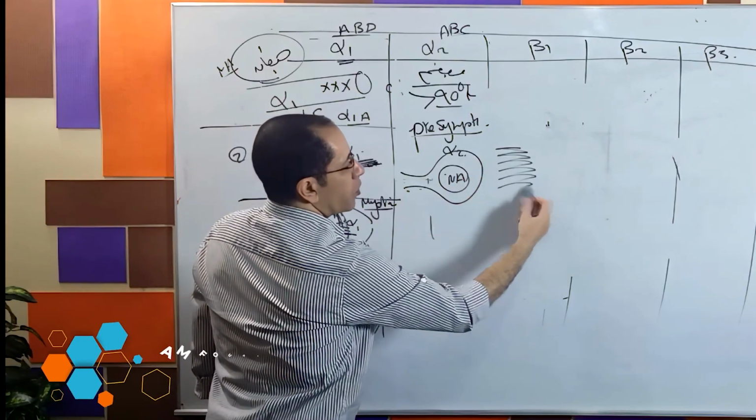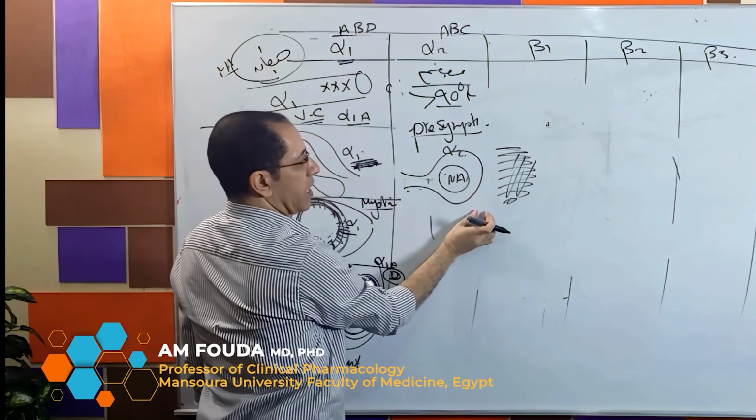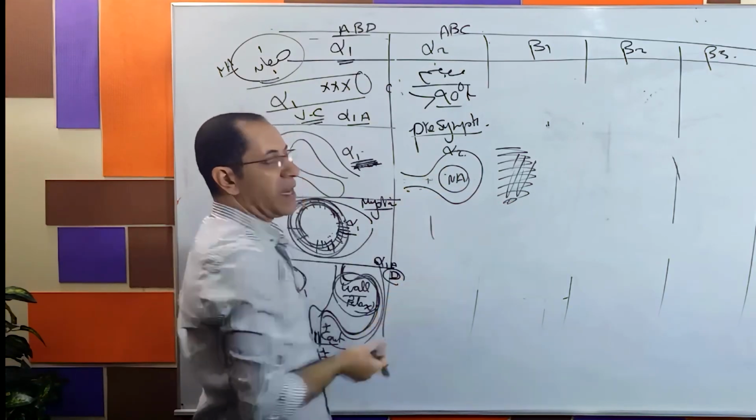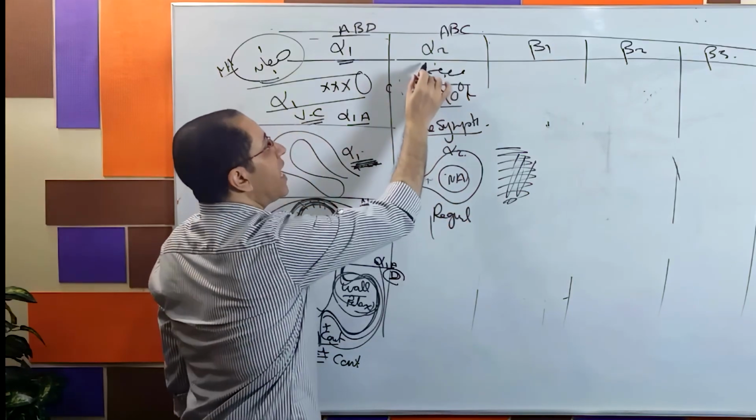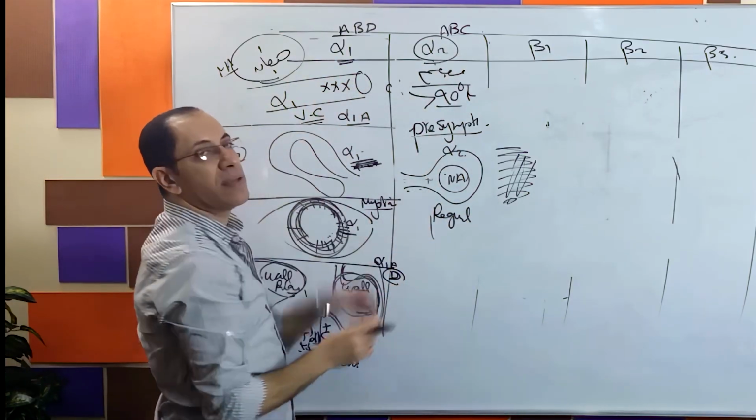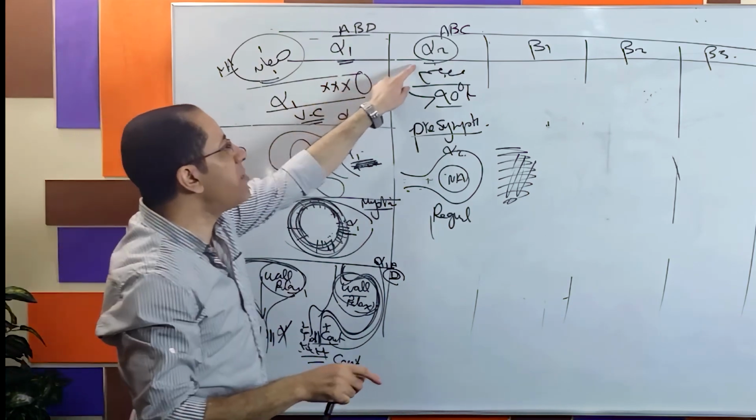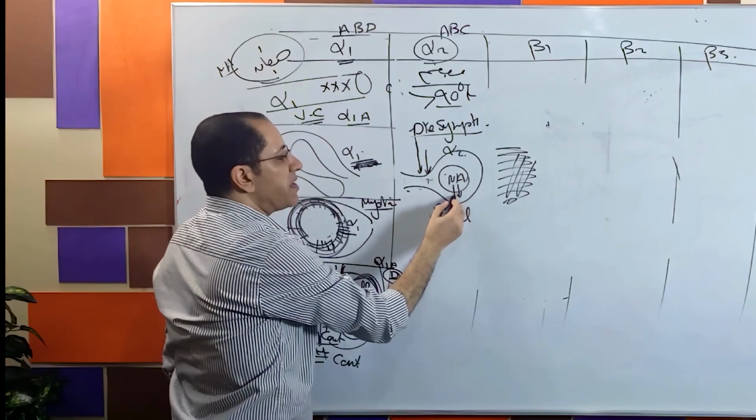If this is a nerve terminal and this is a tissue and this is the synapse, does alpha 2 act on the tissue or on its nerve terminal? Of course, on the nerve terminal. Its function is regulatory, as I told you before, and this alpha 2 is nearly always opposite of alpha 1. Alpha 1 was far from good, always contraction and so on. On the other hand, this one is inhibitory.